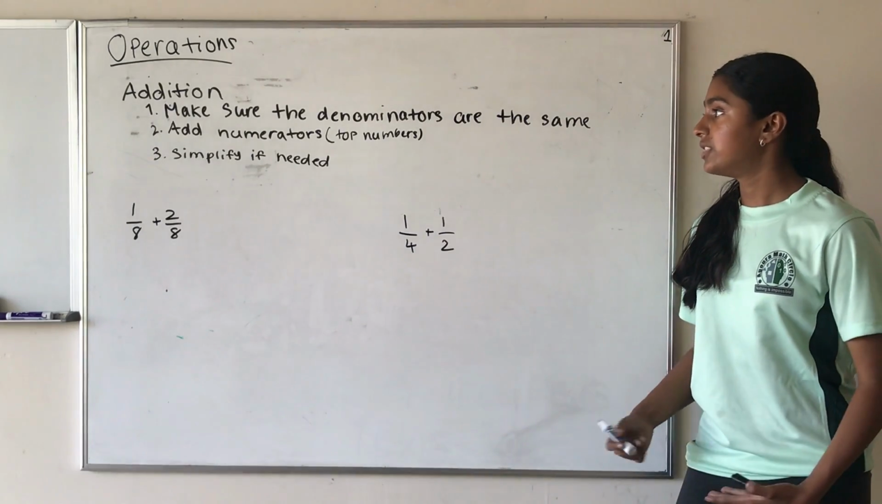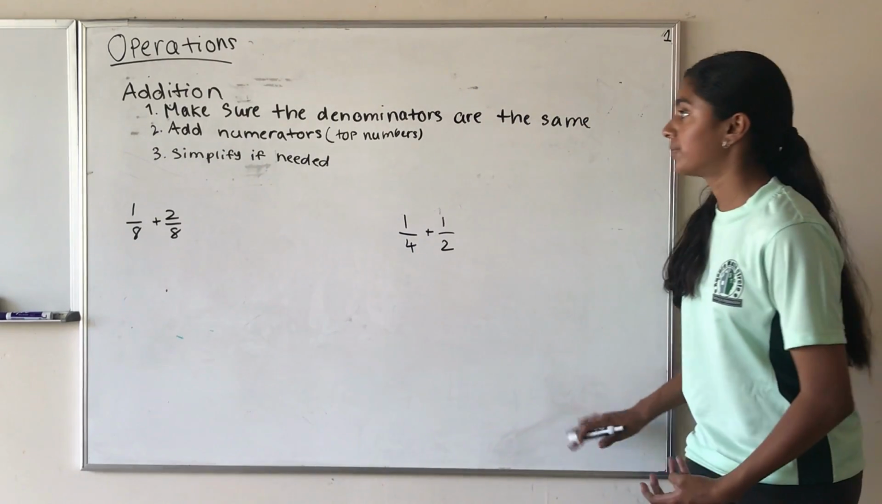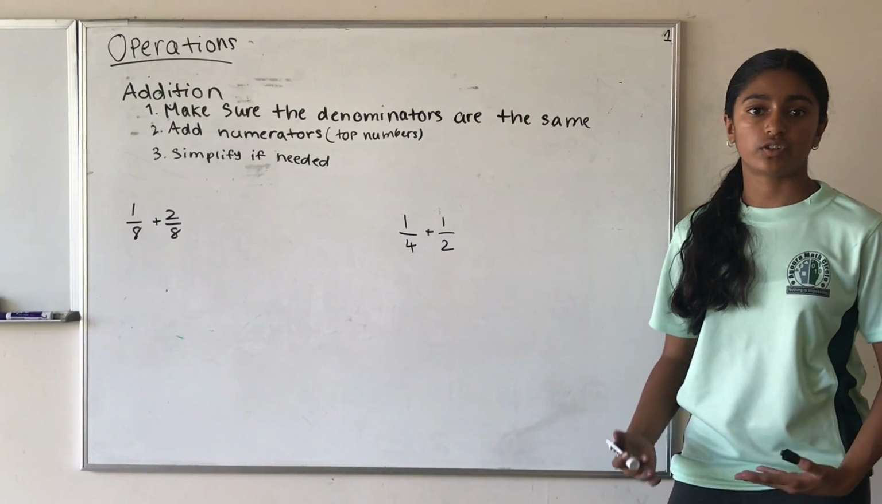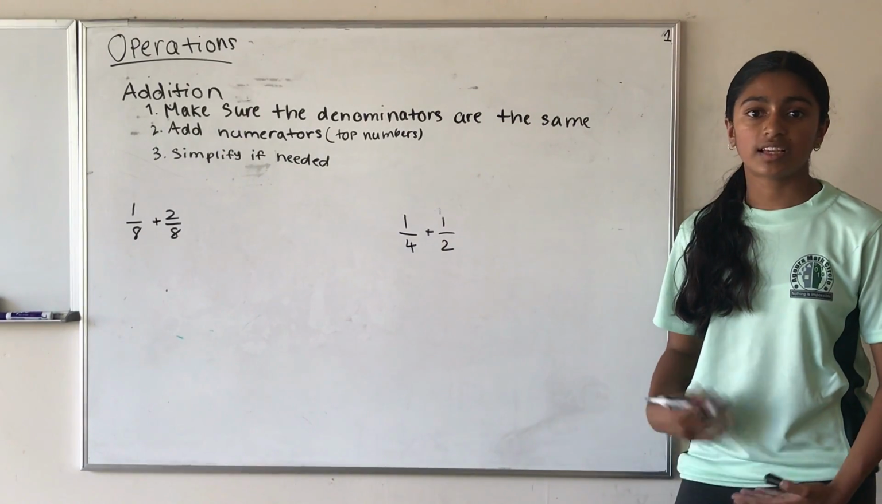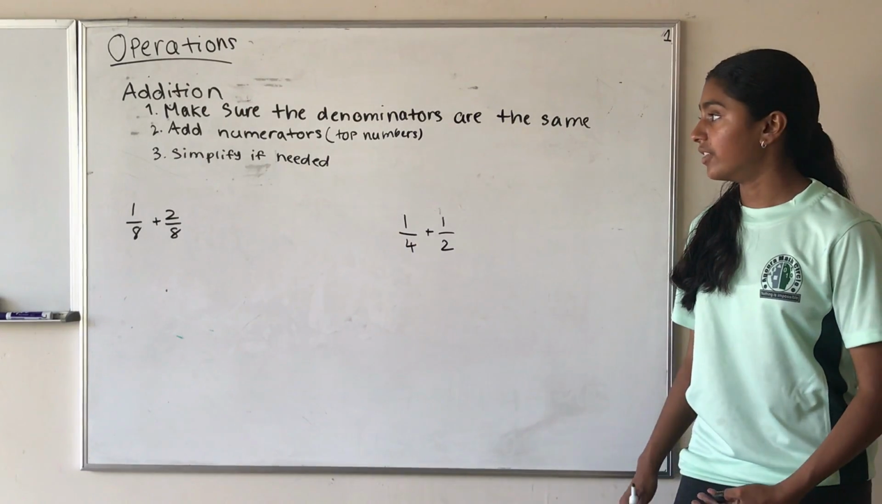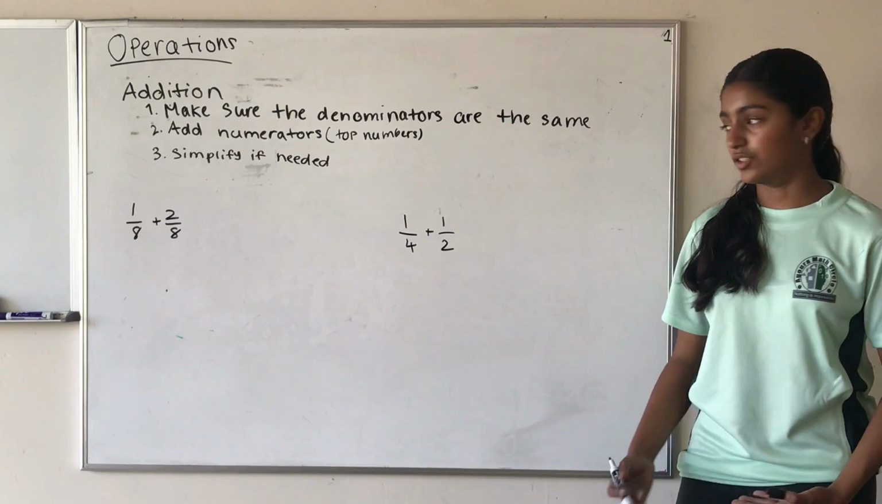So now I'm going to teach how to add fractions. There are 3 steps when you have to add fractions. The first step is that you have to make sure the denominator is the same. The second step is that you have to add the numerators, which are the top numbers. And then the third step is to simplify if you need to.